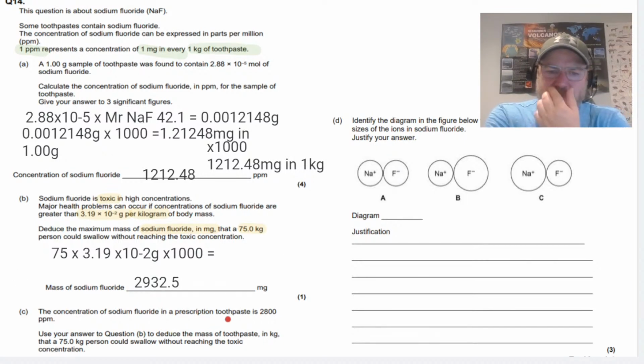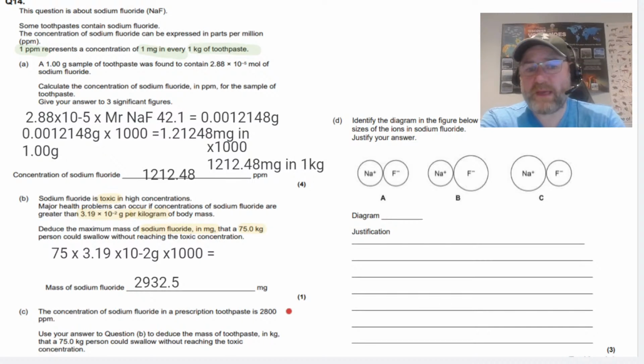So it says the concentration of sodium fluoride in prescription toothpaste is 2,800 parts per million. Use your answer to question B to deduce the mass of toothpaste in kilos a 75 kilo person could swallow without reaching the toxic limit. Okay, so it's telling us the concentration of sodium fluoride in prescription toothpaste is 2,800 parts per million. That's per kilo.